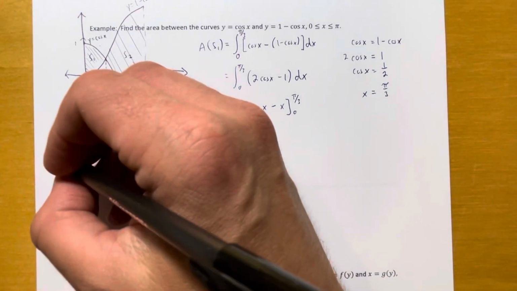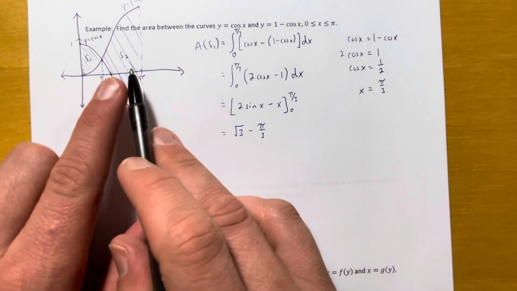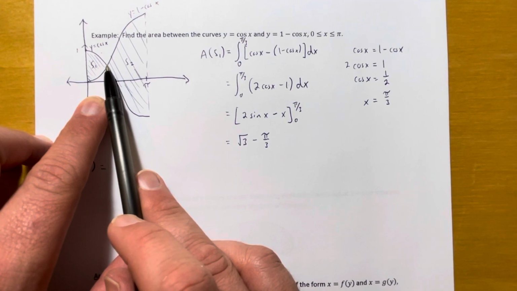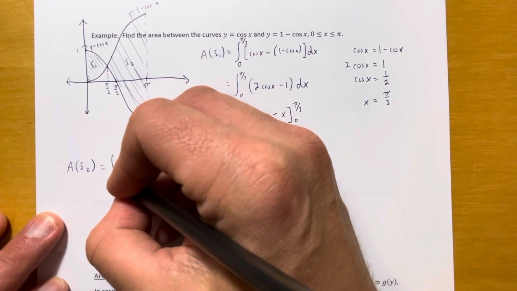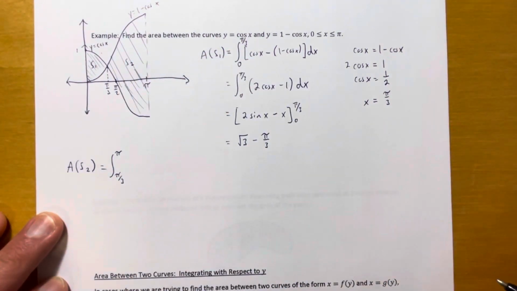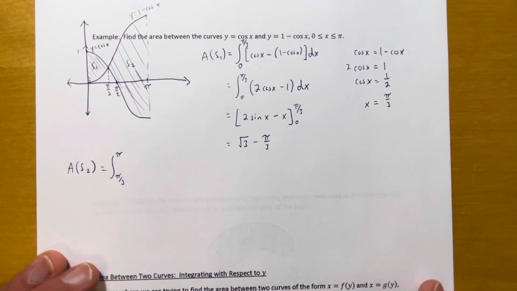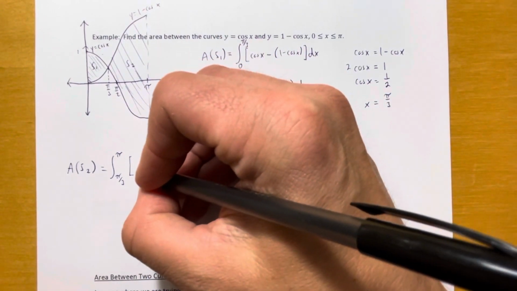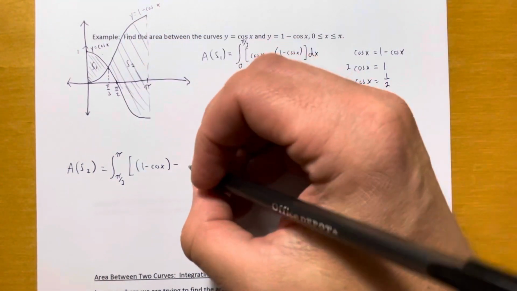Let's find the area of the second region now. A of S2. I'll do that over here. I'm looking at this region right here, and I know that pi over 3 is the left bound for that region, and pi, I can see, is the right bound. So we're looking at an integral that goes from pi over 3 as my lower limit of integration to pi as my upper limit of integration. And then I'm subtracting these two functions again, but I'm going to do it in the reverse order this time because now 1 minus cosine of x is the high function. So 1 minus cosine of x minus the low function, which is cosine of x.